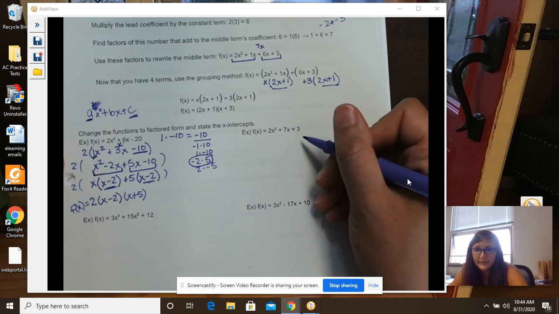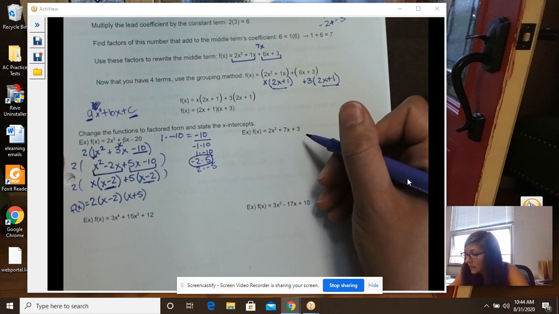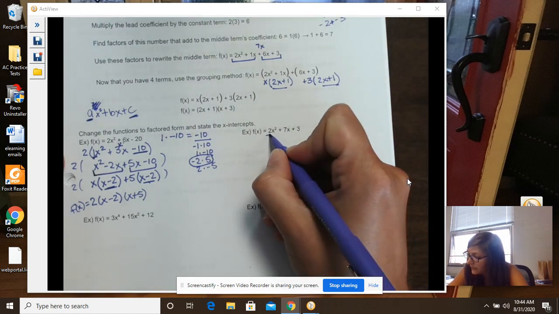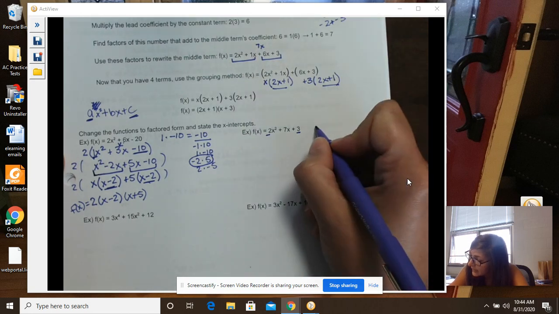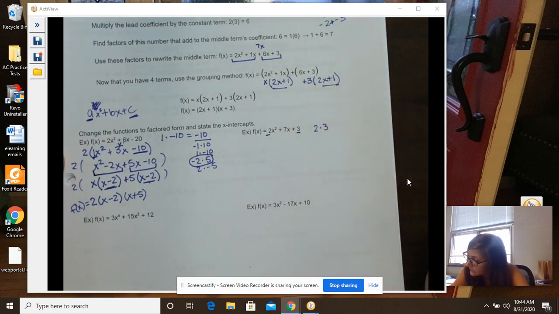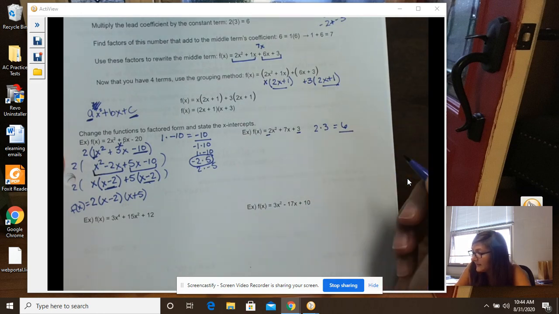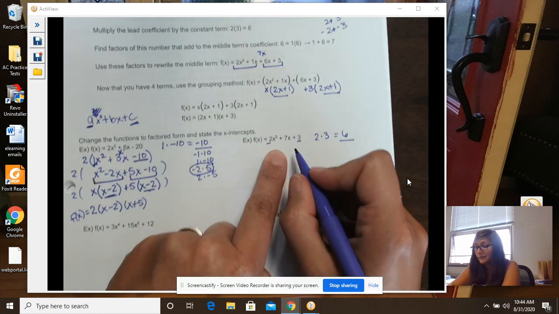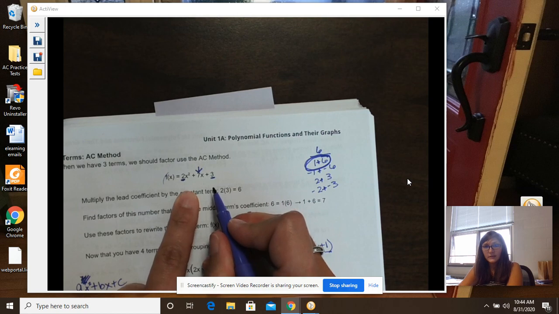For our next example, no GCF here to pull out at the start, so we're going to hop straight to identifying our lead coefficient and our constant term. That would be 2 and 3. I'm going to multiply them together. 2 times 3 gives me 6. Factors of 6 that add to 7. This problem should look familiar, right, you guys? That's the one that we looked at up here.